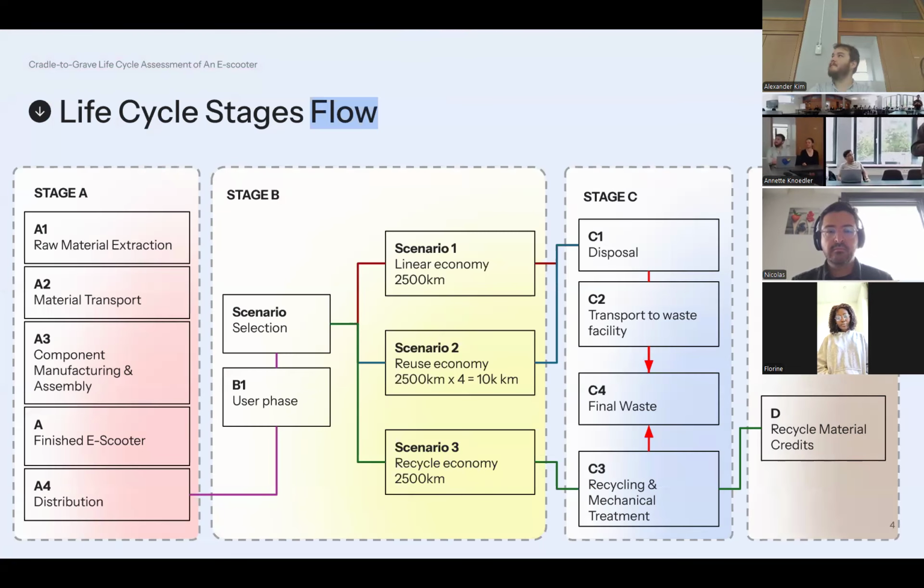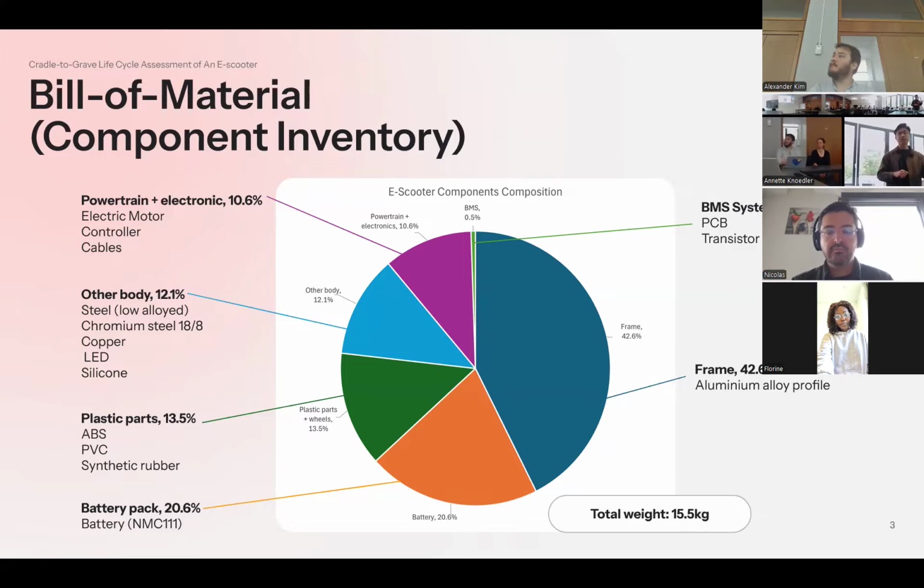Okay, so as you have seen the bill of material just now, maybe you can go back for 1 second. The majority of the e-scooter components is the aluminum, which plays a large part in the carbon footprint of the end result, as well as the battery pack.